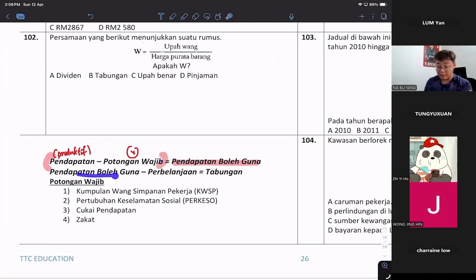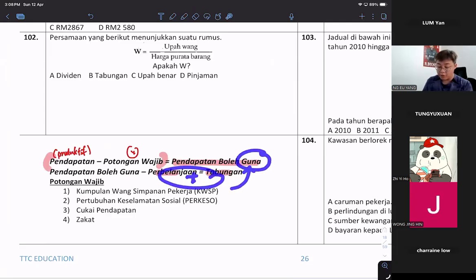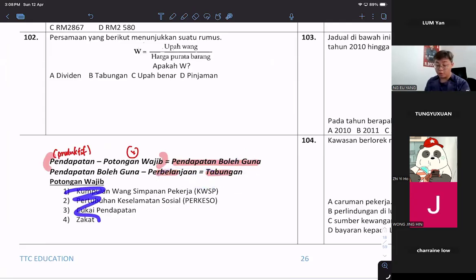Okay, so after the pendapatan boleh guna, so we have to minus the perbelanjaan. So this is the tabungan. So remember guys, pendapatan boleh guna is equals to perbelanjaan plus tabungan. Okay, because pendapatan minus potongan wajib is boleh guna. So boleh guna, you can use the pendapatan for buying things or for saving purpose. So remember, perbelanjaan plus tabungan is your PBG. Okay, so this is your 4 potongan wajib. So remember your form 5 bab 1.3, dasar fiskal, that's your cukai pendapatan bracket progressive.